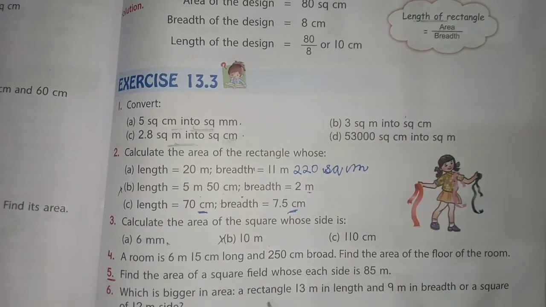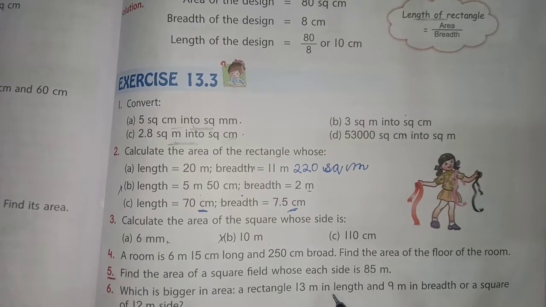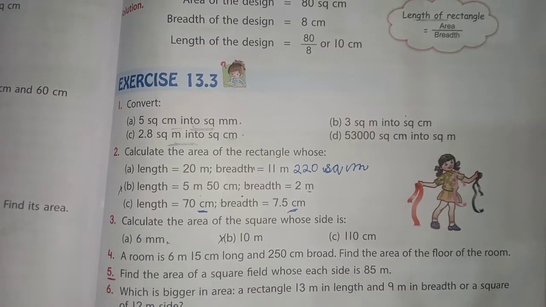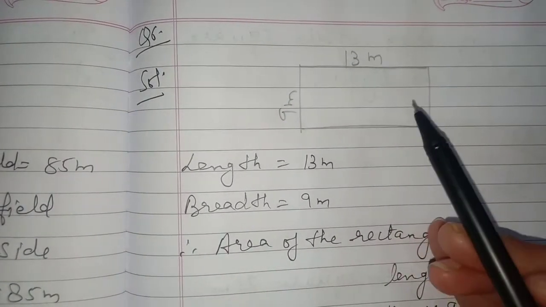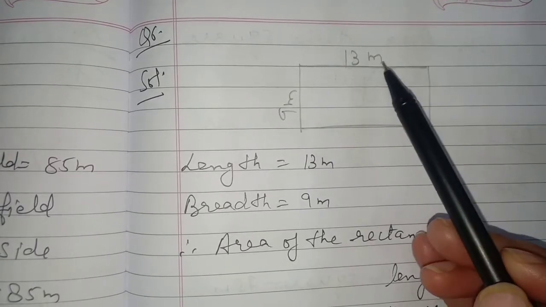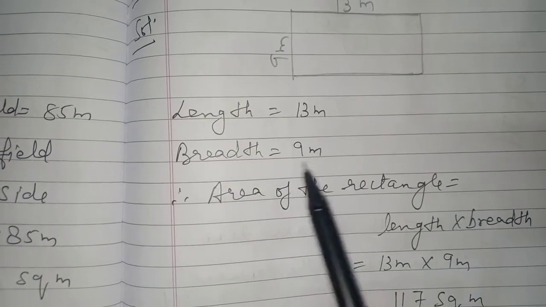Now next is question number 6. Which is bigger in area? A rectangle 13 meter in length and 9 meter in breadth, or a square of 12 meter side? Now here the dimensions of a rectangle and square are given. So one by one we will find the area of both of them, that is that of a rectangle and of the square, and then we will check which area is bigger. First of all, we will find the area of the rectangle whose length is 13 meter and breadth is 9 meter. So length 13 meter, breadth 9 meter.